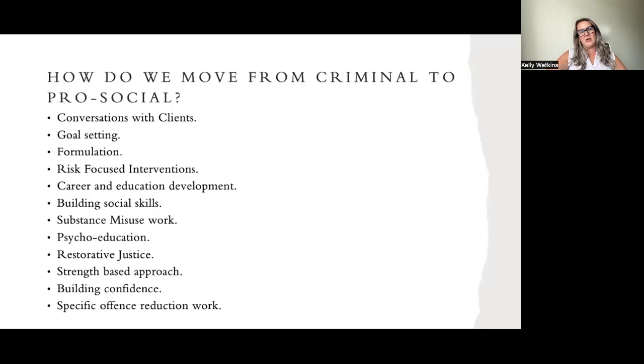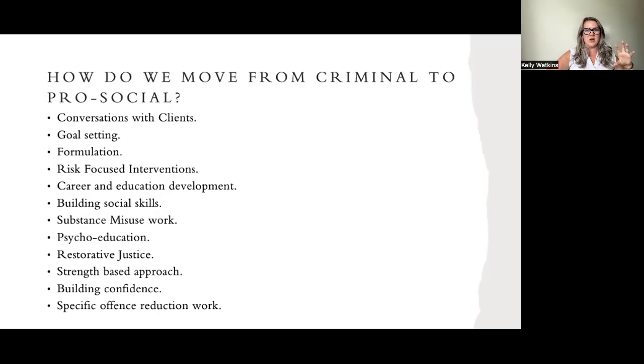Looking at risk. So as I said, with the responsivity and the risk element, we want to ensure that we are managing risk and we're reducing risk. In forensic psychology, that isn't all that we do, but it is a main feature of our assessments and our interventions.